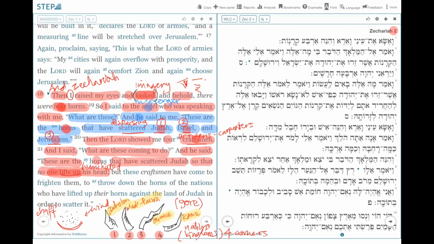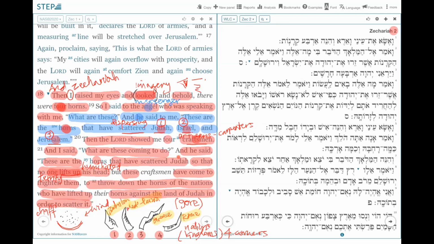Now, in so doing, these have come to frighten them, to terrify them, and then to throw down the horns of the nations who have lifted up their horns against the land of Judah in order to scatter it. And so we have nations, kingdoms like Babylon, Medo-Persia, Greece, and Rome that's coming about. So we have Greece and Rome not happening yet, but these are horns that have scattered Judah.